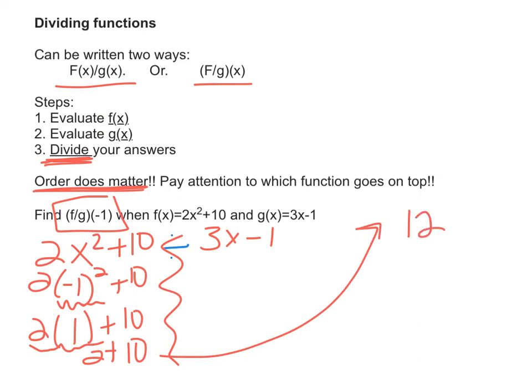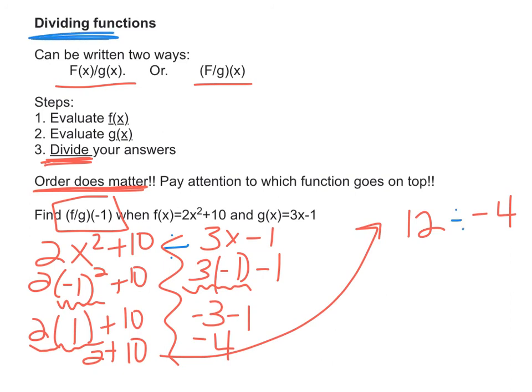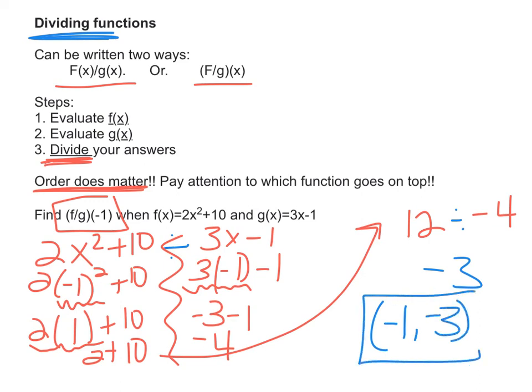Alright, for g of x, we have 3. Take out our x and plug in a -1. Bring down your -1. PEMDAS tells you to multiply. 3 times -1 is -3. Bring down our -1. -3 minus 1 is -4. So I'm going to bring that over here as well. So these are my answers, 12 and -4. Since we are dividing, I'm going to divide my answers. 12 divided by -4 is -3. So our answer is, I plugged in -1 and I got a -3. And that would be our answer.